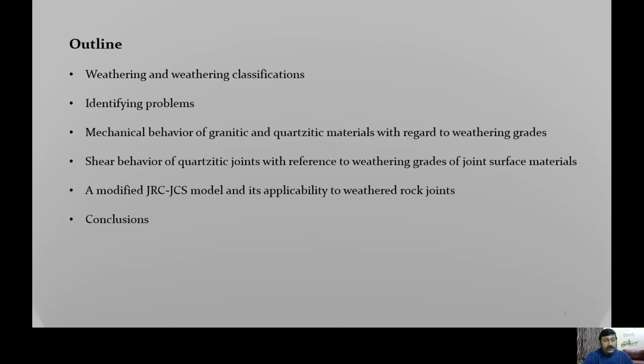So this is the outline of my talk. I'll talk about weathering and weathering classifications, which should be followed by identification of the problems. Then I'll speak on mechanical behavior of granitic and quartzitic materials with regard to weathering rates. This would be followed by shear behavior of quartzitic joints with reference to weathering rates of joint surface materials. And then I'll be talking about a modified JRC-JCS model and its applicability to weathered rock joints. And finally, I'll mention the salient findings.